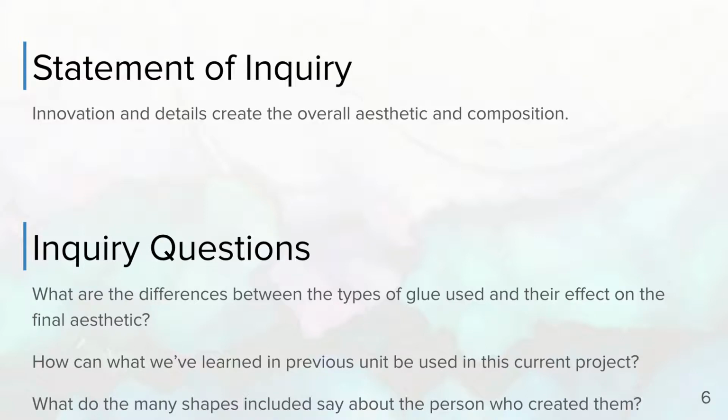Our next question, how can we use what we've learned in previous units in this current project? So pulling on some of that prior knowledge from last semester to have it impact our work this semester. And what do the many shapes included say about the person who created them? So what does your composition and your piece and your inclusion of certain shapes or motifs say about who you are?